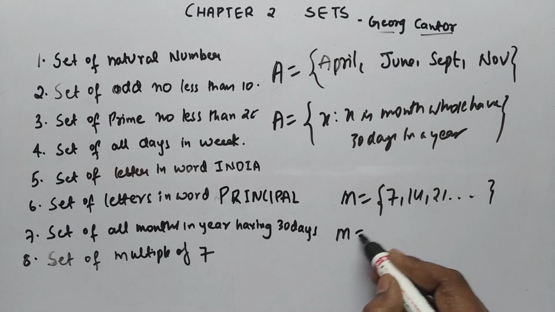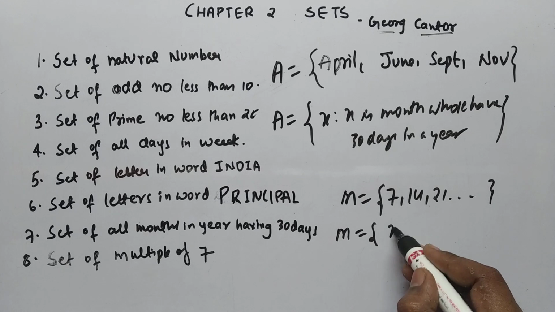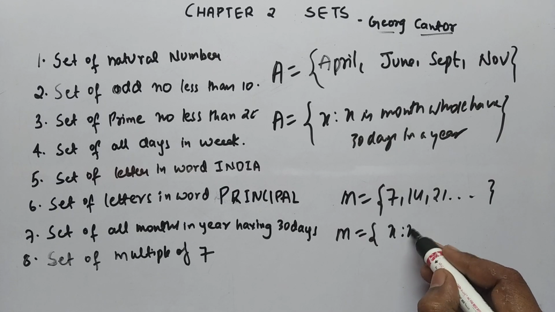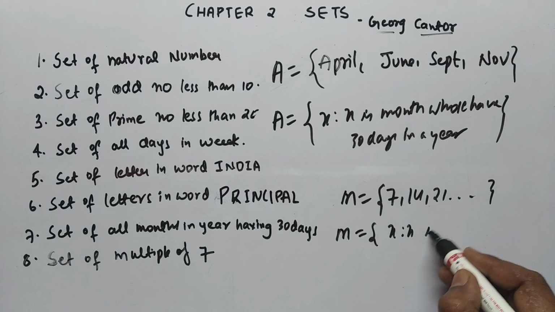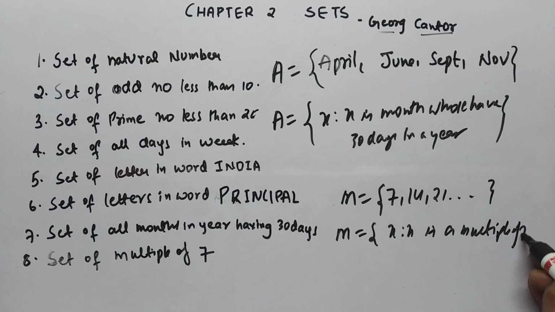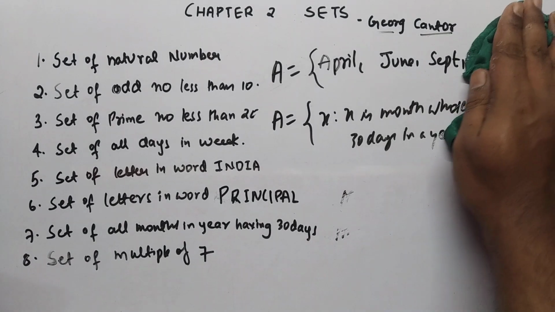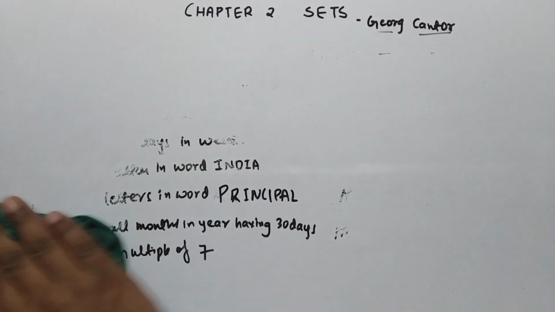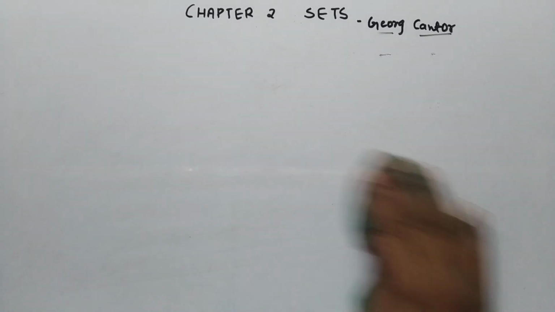If you want to represent it in the set builder form, you have to write {x such that x is a multiple of 7}. This is a set builder form. This is how we will represent the questions or any set in the form of roster and set builder form. So let me next explain to you about the subsets and different types of sets.